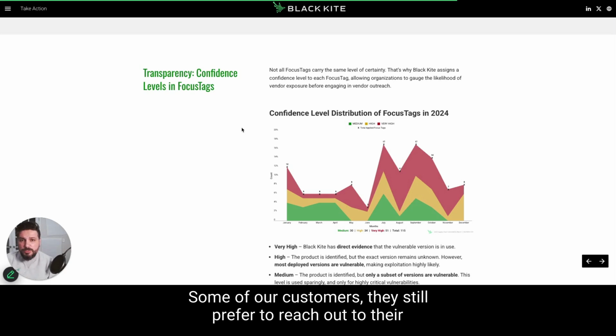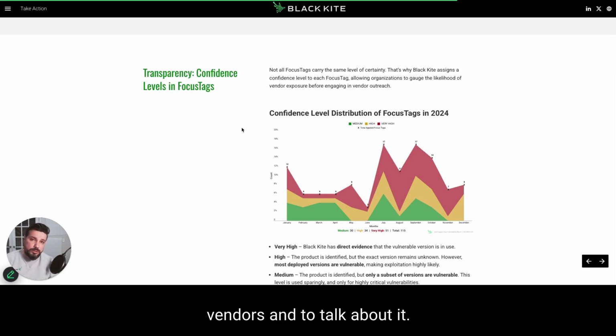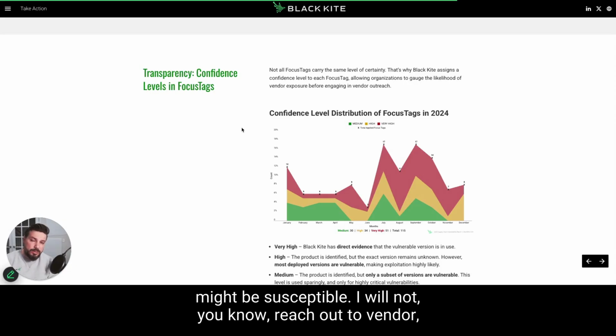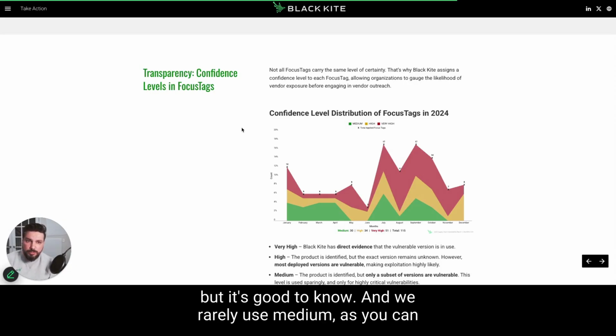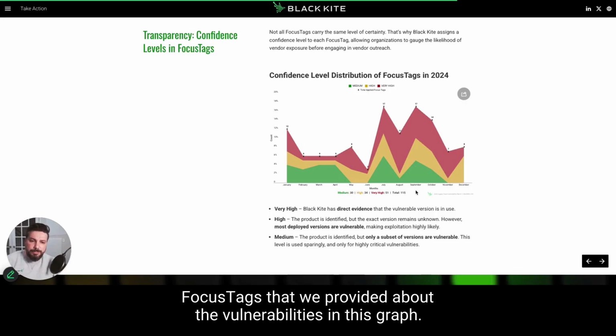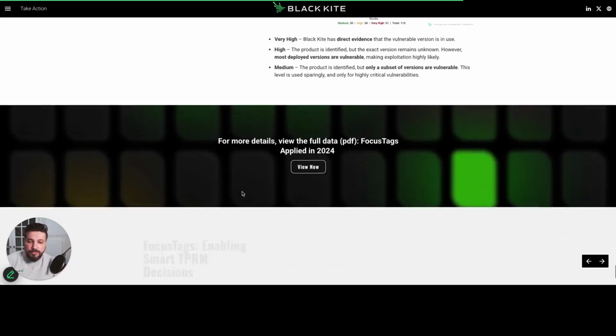Some of our customers still prefer to reach out to their vendors and talk about it. Some say that it's good to know that this vendor might be susceptible, and that they will not reach out to the vendor, but it's good to know. And we rarely use medium, as you can see throughout every month, in the confidence levels of the focus tags that we provided about the vulnerabilities in this graph.